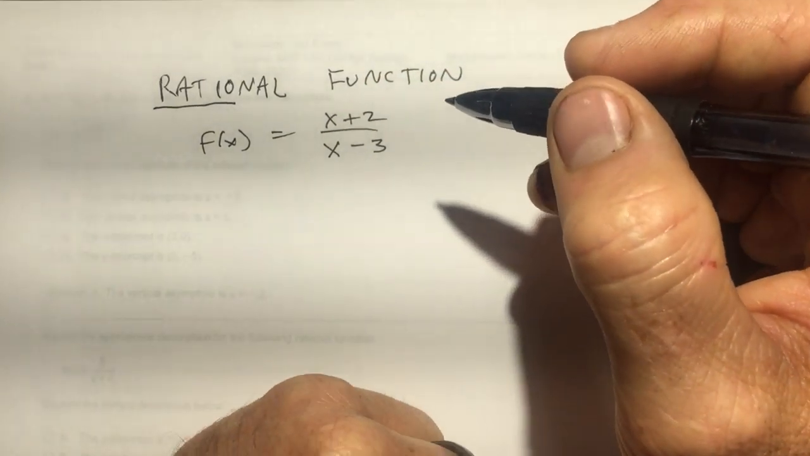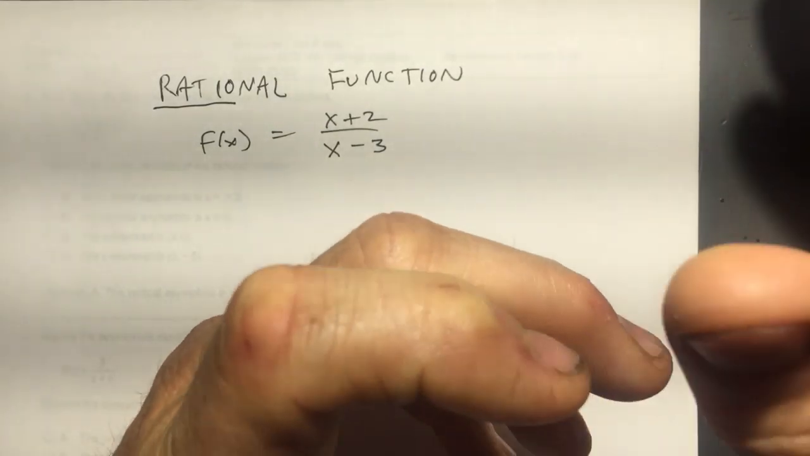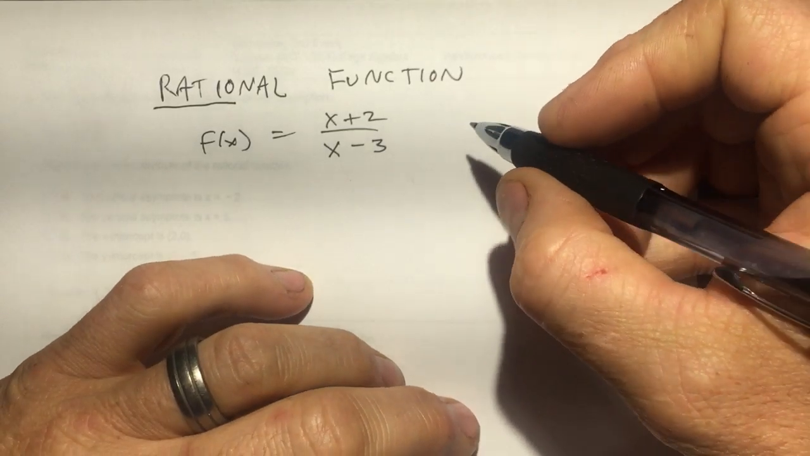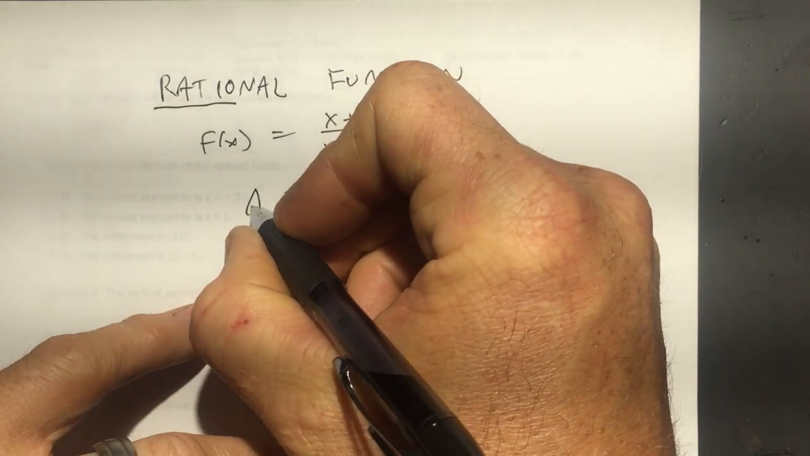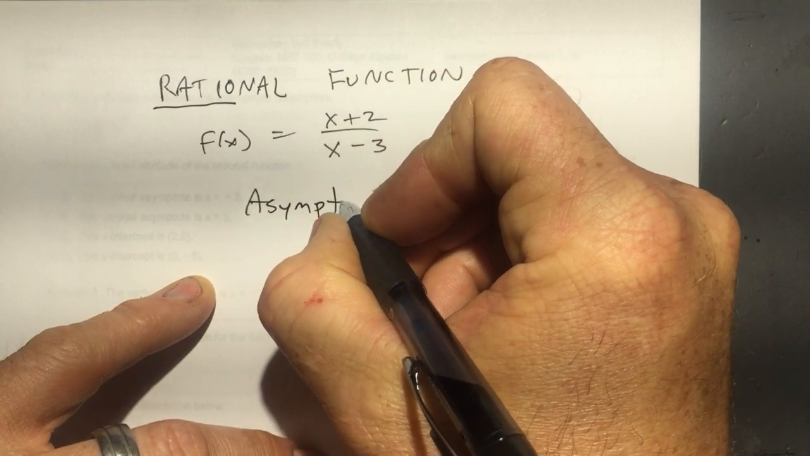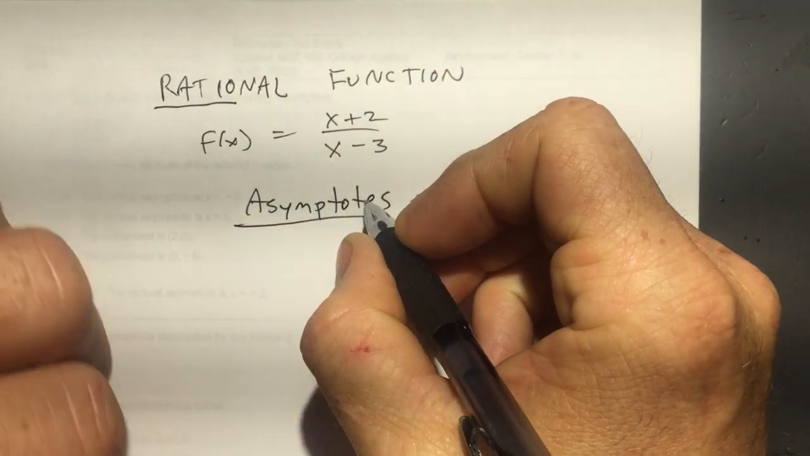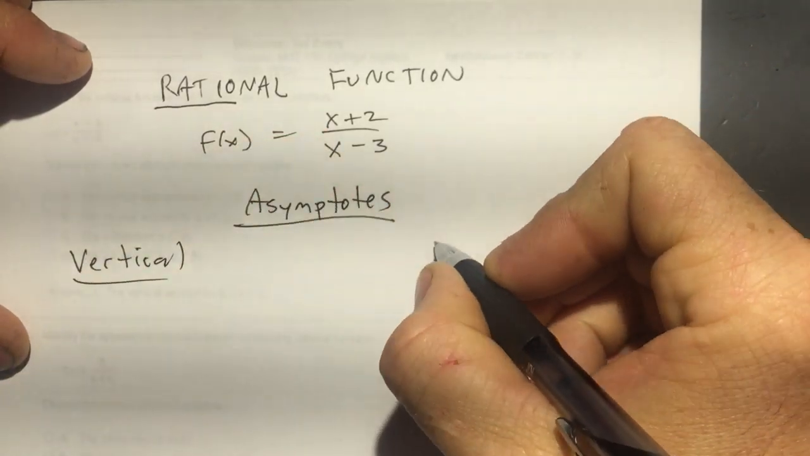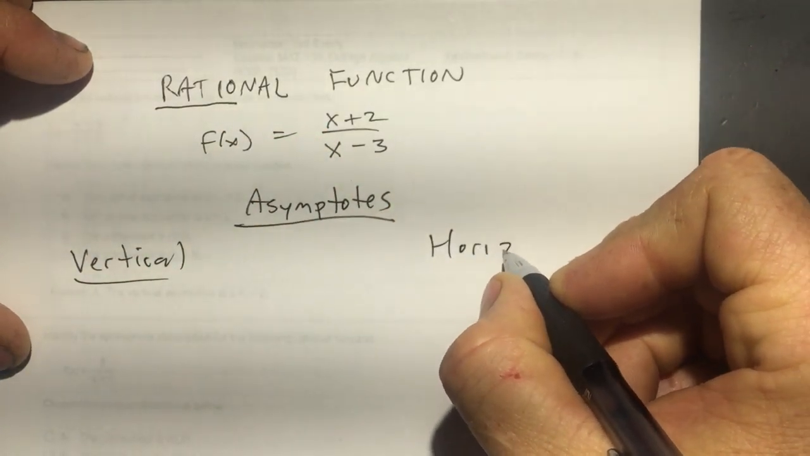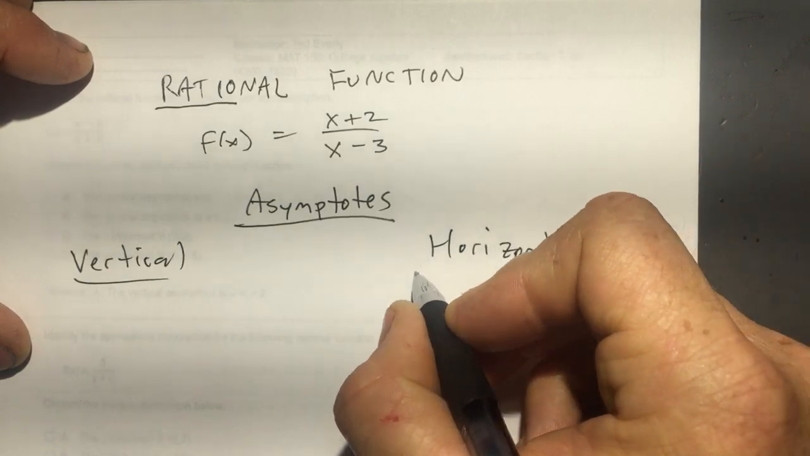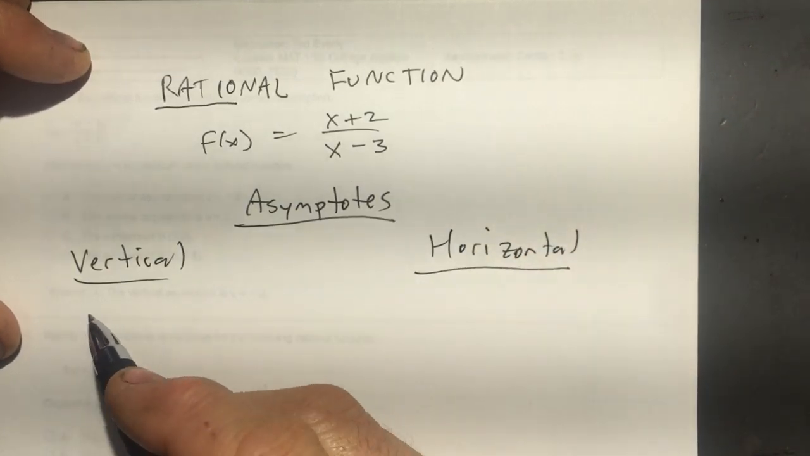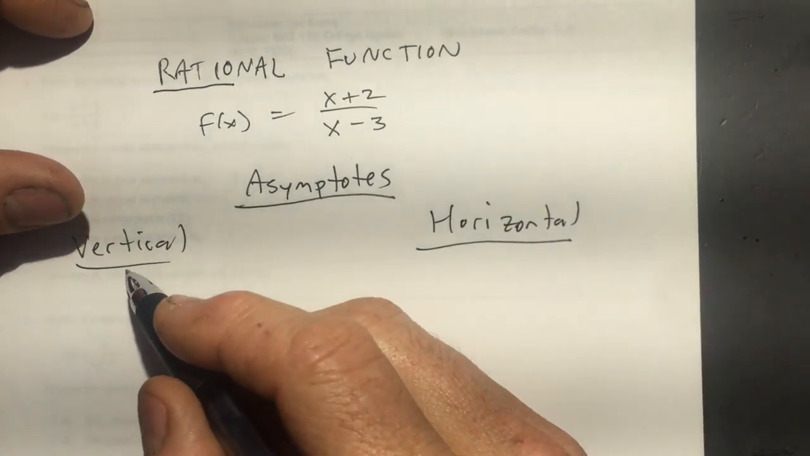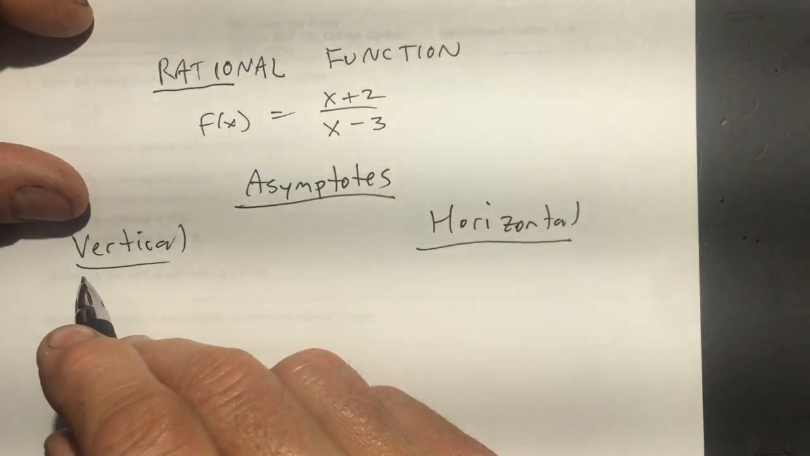Okay? Now, it's intriguing what these graphs look like when you graph this thing, because what happens is you have what's called asymptotes. You have vertical asymptotes, and you have horizontal. Vertical asymptotes are real simple, and we've actually discussed vertical asymptotes in a sense, but haven't really mentioned it.